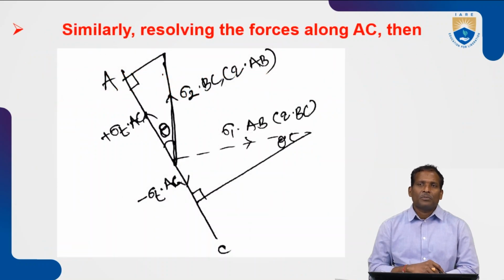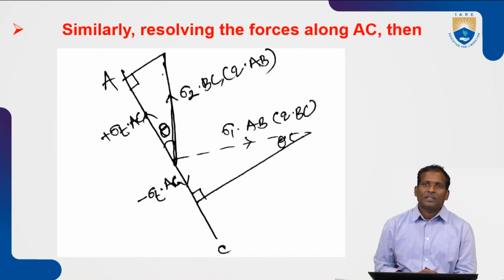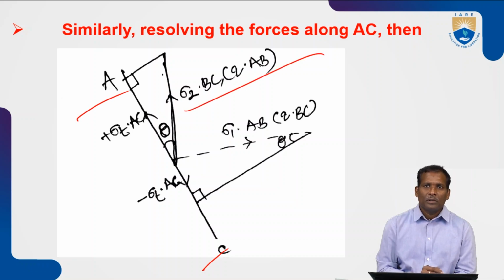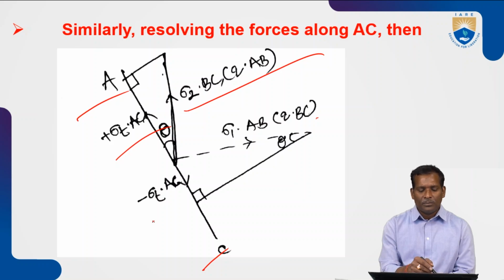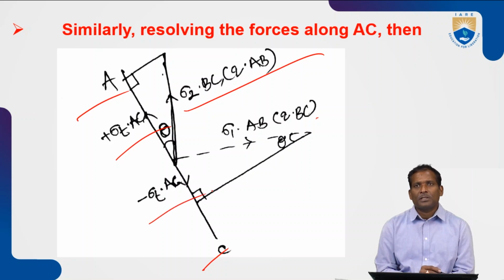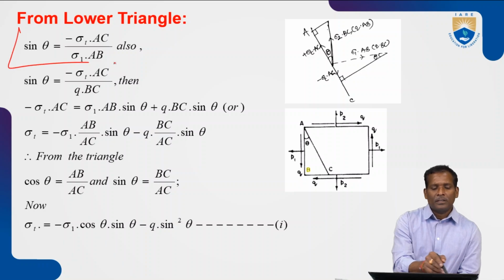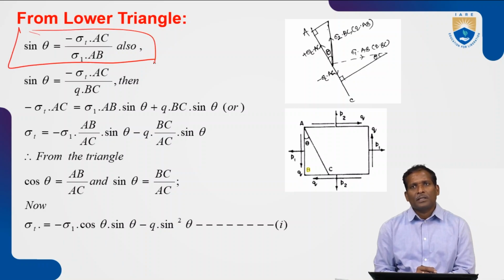So similarly, resolving the forces along the AC plane. In the AC plane the forces resolved are sigma 2 BC and sigma 1 AB, and q AB. Similarly, resolve the forces along the AC plane. Here also it is the same: take the lower triangle and the upper triangle. So take the lower triangle first.